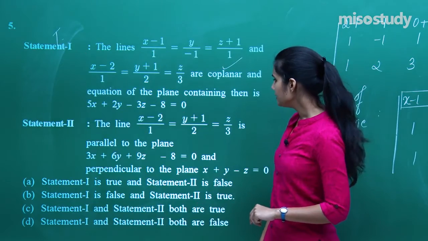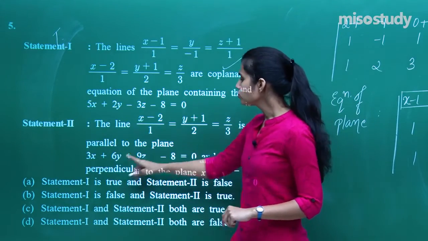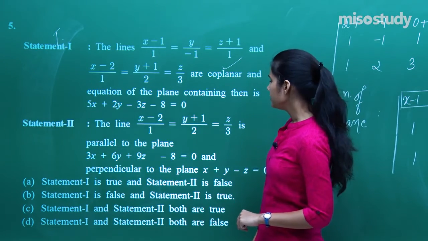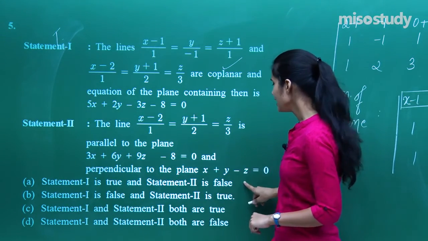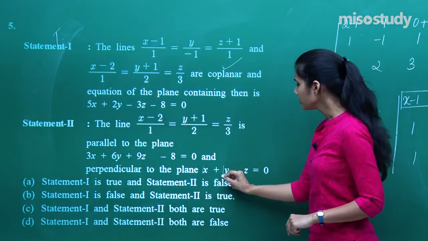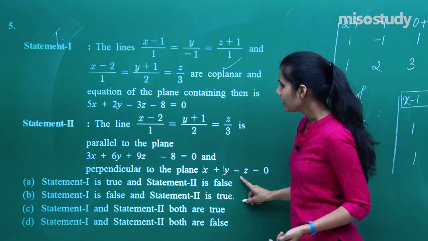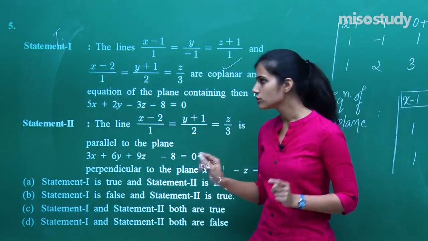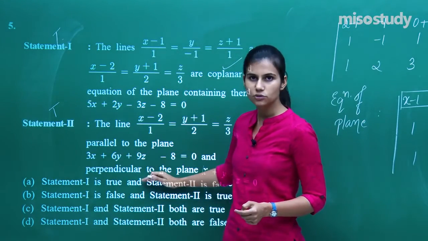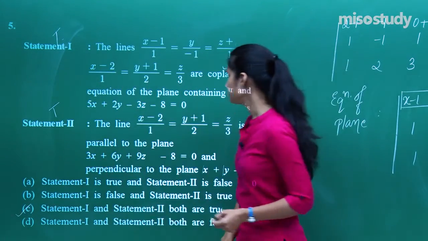What about statement 2? The line this is parallel to the plane this. Now you can very easily see 1 upon 3 is equal to 2 upon 6 is equal to 3 upon 9. So yes, they are parallel. And it is given that it is perpendicular to this plane. So yes, 1 into 1, this is 1, 1 into 1 plus 2 into 1, that is 3, plus 3 into minus 3, so that is 0. So that is why I can say yes, they both are perpendicular. So statement 2 is also true. But yes, statement 2 is not leading to statement 1, or statement 1 is not leading to statement 2. Fine. Therefore, statement 1 and statement 2 both are true.